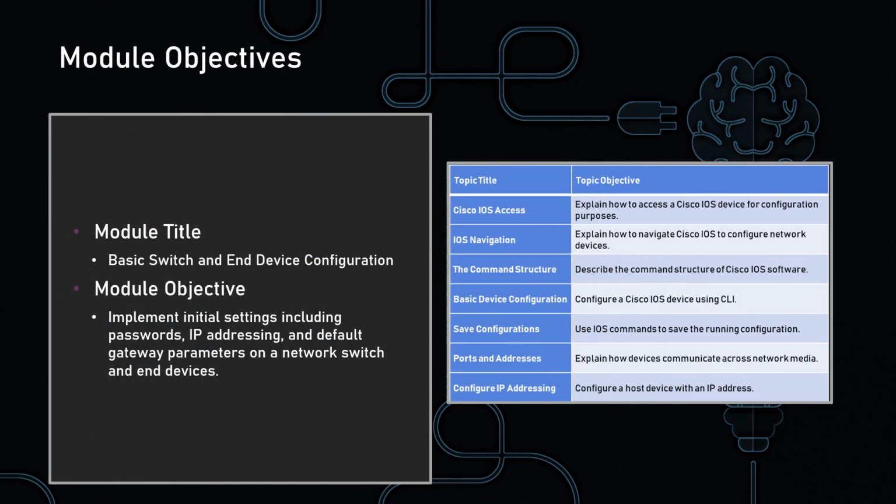So our objective is to implement initial settings including passwords, IP addresses, and default gateway parameters on a network switch, as well as end devices. We haven't quite moved up to routing just yet, simply because we're building it hierarchically the same way we would if we were actually structuring a network.